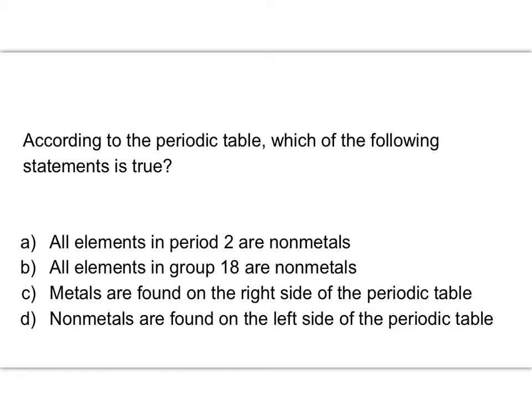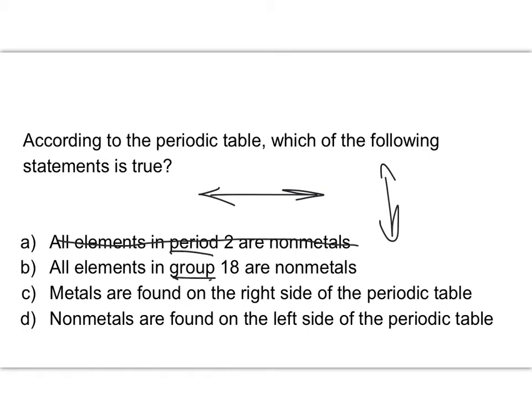Which of the following statements is true according to the periodic table? Well, you have to remember the difference between periods and groups. Periods go across from left to right, groups go up and down. So period 2 means the second row of the periodic table. And the only row of the periodic table where every element in the row is a nonmetal would be the first row, because that's just hydrogen and helium. But every other row on the periodic table is made up of metals and nonmetals and metalloids. So that eliminates the first answer.